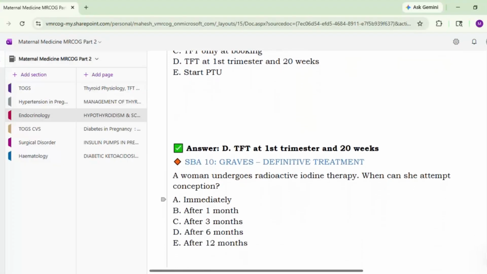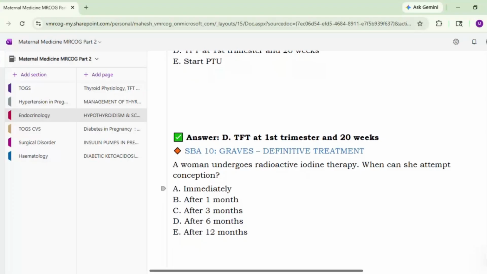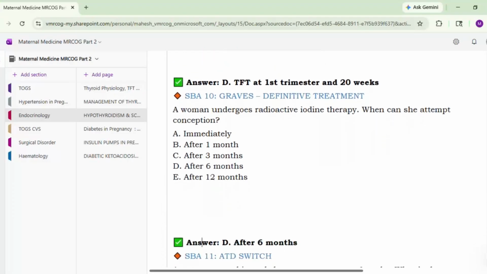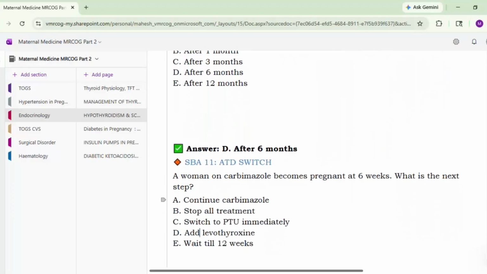Next. A woman undergoes radioactive iodine therapy. When can she attempt conception? It should be delayed after 6 months. D option. Next.